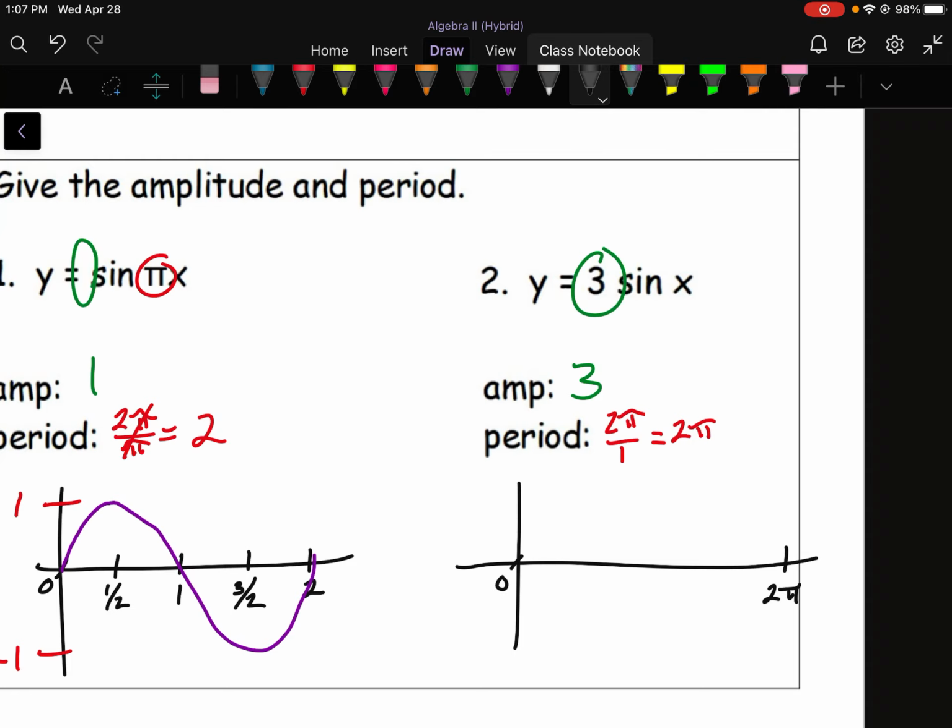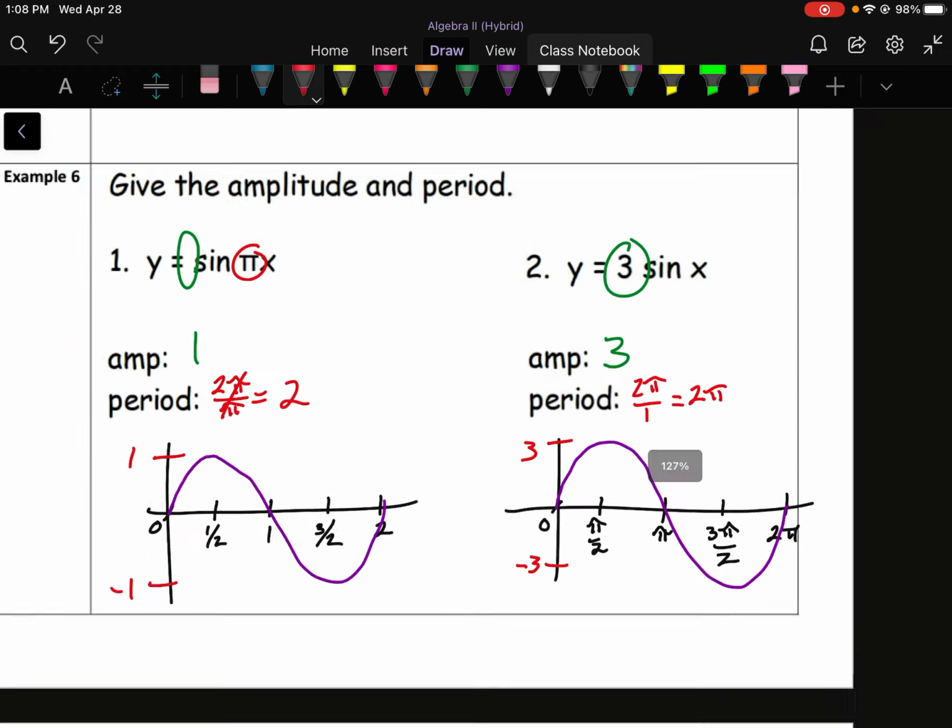And then to fill in the points, you just start by finding the middle, which is pi, and then splitting up each one of those. So 0 and pi, the middle is pi over 2. Here it would be 3 pi over 2, and again, it's going to look something like that, where we're going up to 3, down to -3 because of the amplitude.